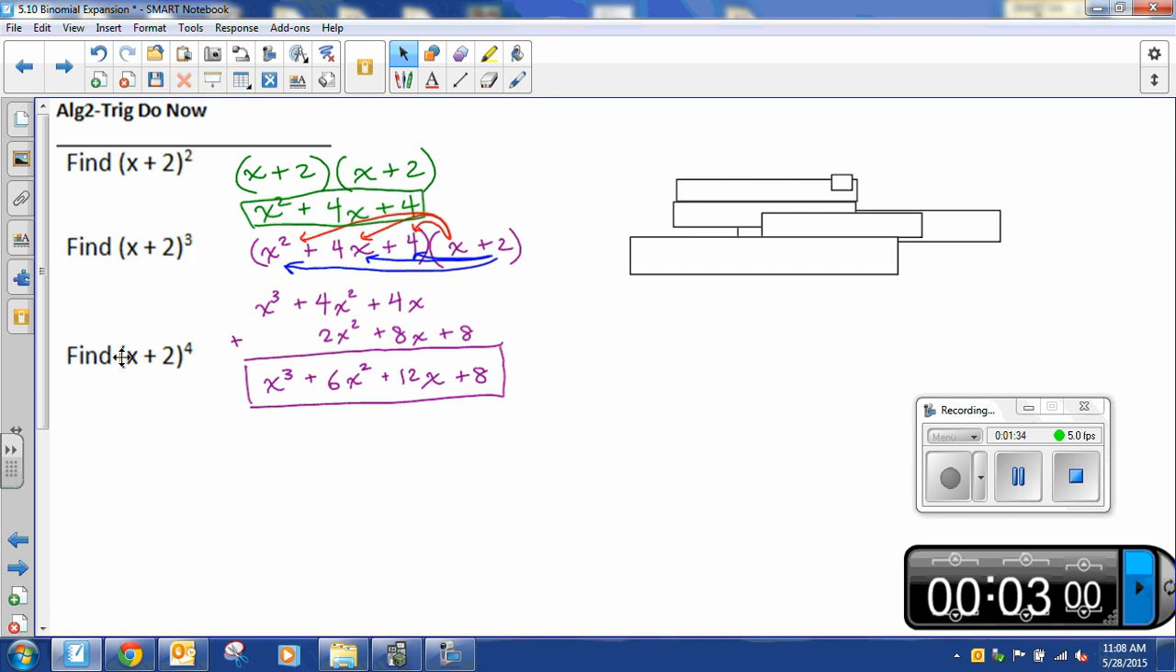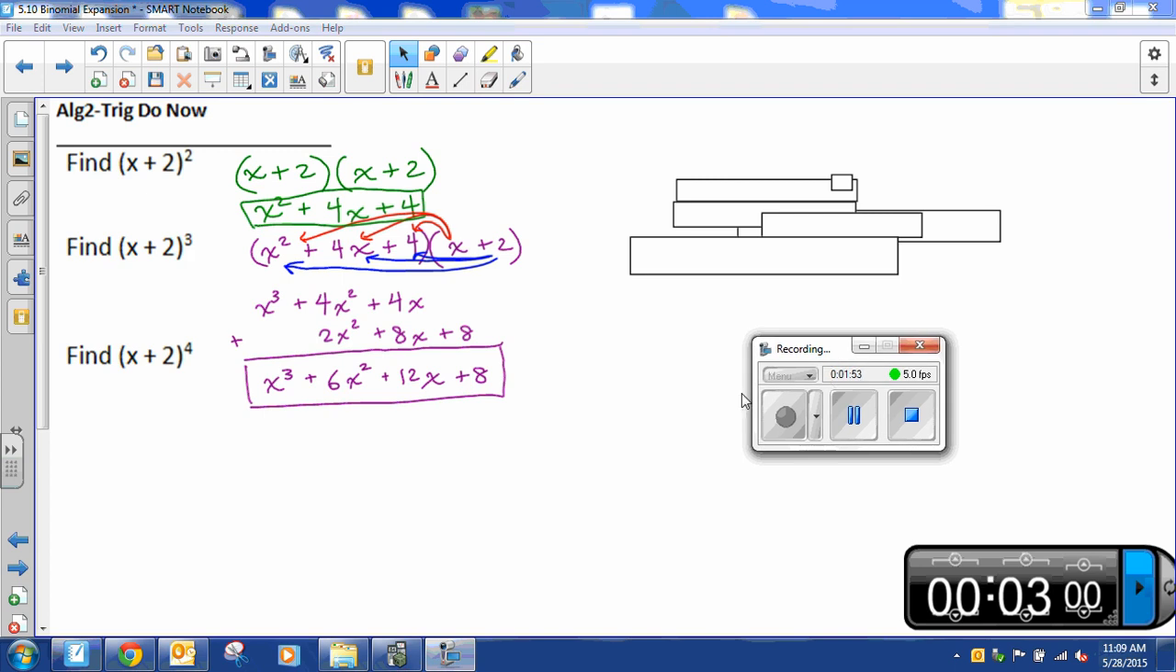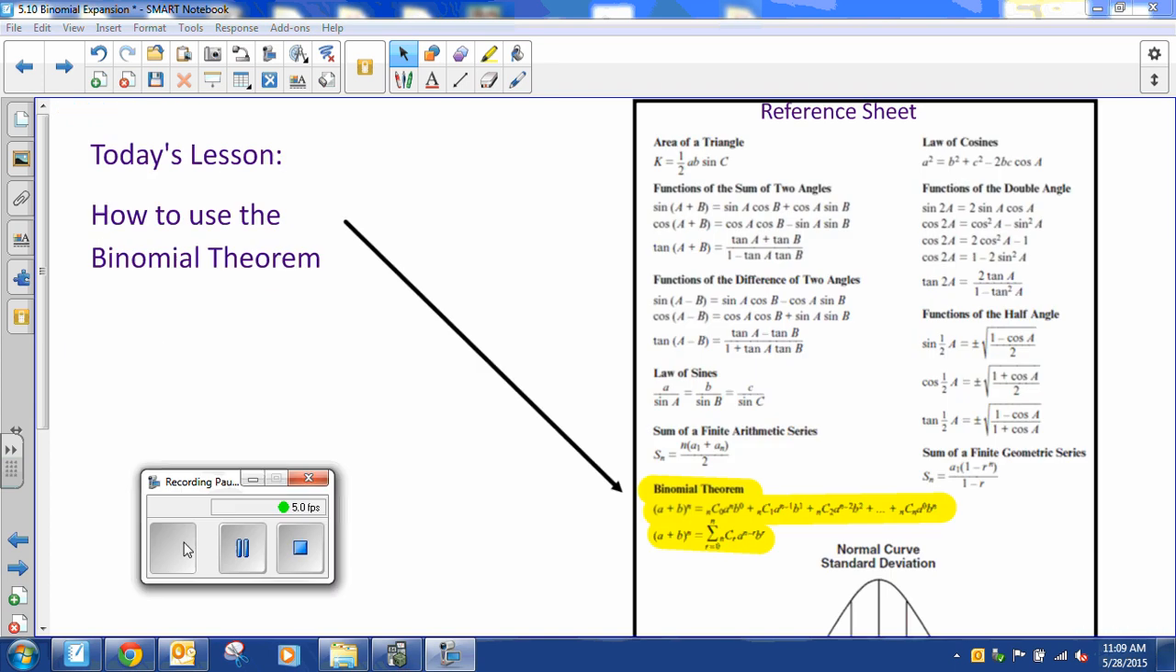What if we were to take it to x plus 2 to the 4th power? Well, this would continue to get more complex. And what if we took x plus 2 to the 10th power, 15th power, 20th power? What if we took it up to, who knows what? Well, fortunately, we have a formula for this because the expression always follows a certain pattern. And fortunately, this pattern is provided to us on the reference sheet on the New York Regents exam. It's called the Binomial Theorem.